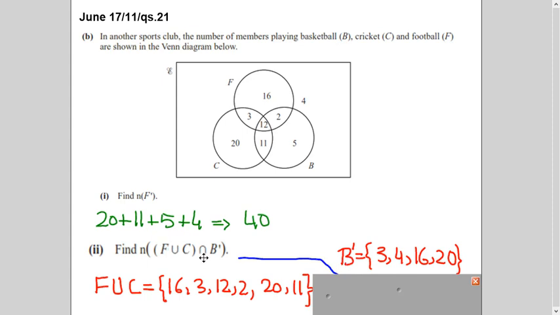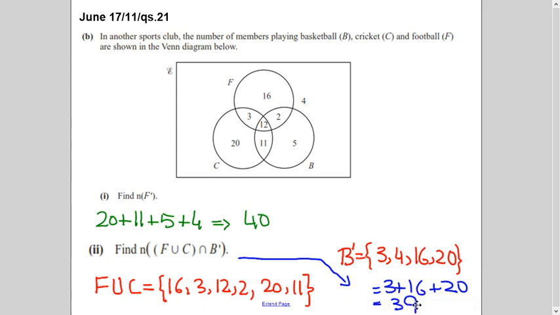Now the question is saying common between them. So if you see common between them, what do you see common? 3, 20 and what? 16, right? So you will write 3 plus 16 plus 20 and now you will add it up. So there are 39 members who fall under this category. So if you do stepwise, it will become easy.